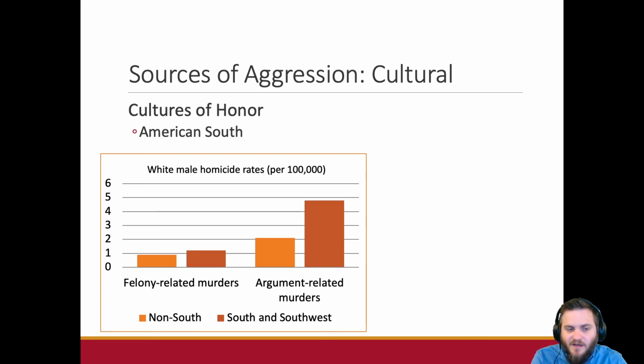Felony-related murders in non-South, these are murders, right? So felony-related murders are murders committed in the commission of another felony. Okay. Not a big difference there, but argument-related murders, quite a bit more. We're talking almost 3 per 100,000 more. Okay? And this is among white males. No other demographic is represented here.